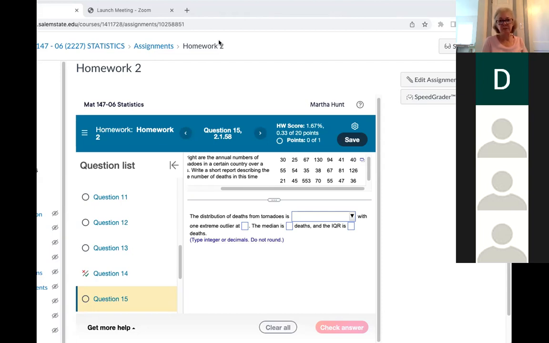Anybody just want to jump in there? I'm under my graph menu. Pick one. What should I pick? Box plot. Thank you. Box plot. Let's just see what happens.